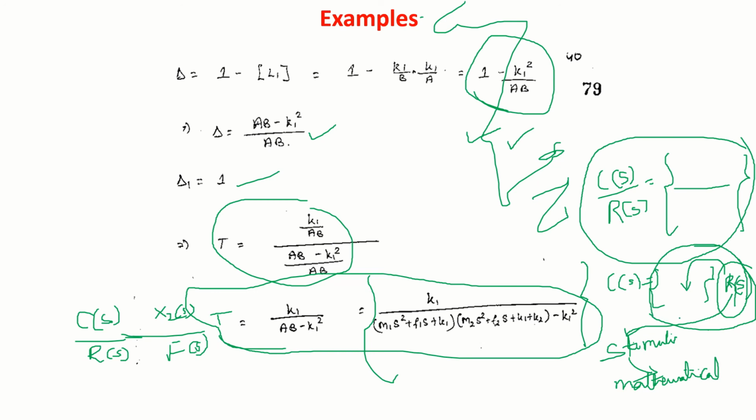Now I split this into partial fractions, take the inverse Laplace and bring them to the time plane. Then I will be getting C of T. That is how exactly the system responds with respect to time for a given stimulus, a given type of input. I try to study that. And what is it that we do with that? We will see in the coming chapter.